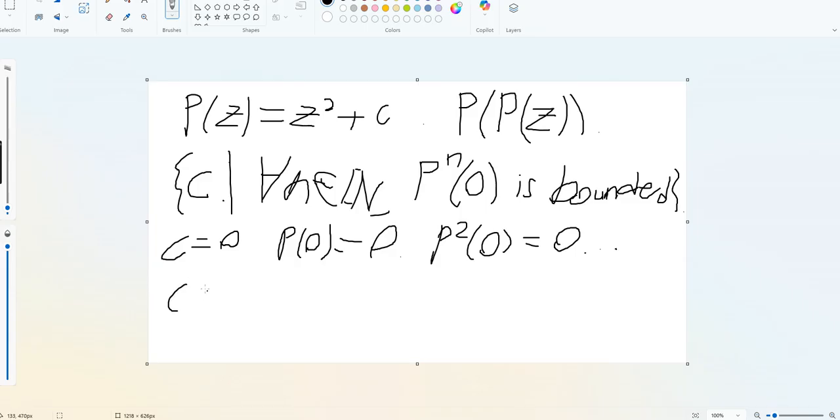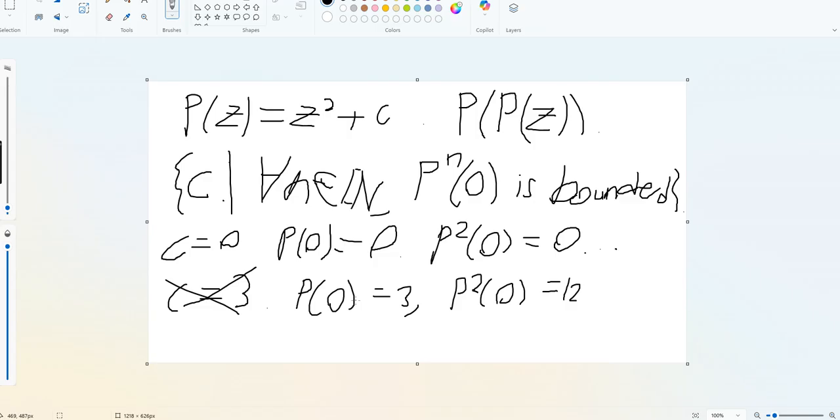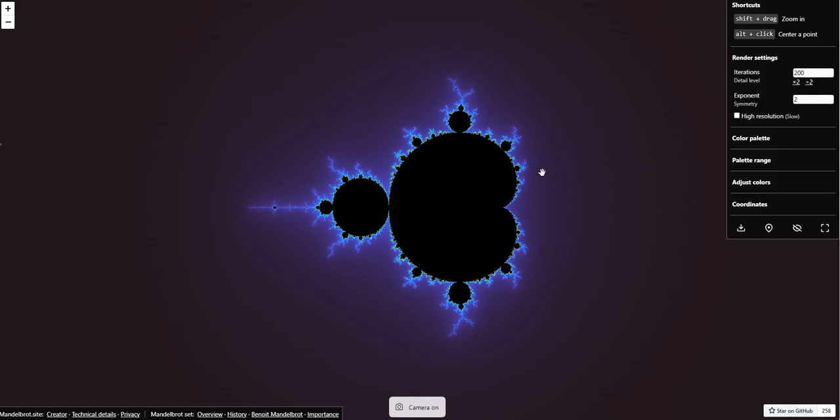For instance, c equals 3 will definitely not work, right? If we do that real quick, p of 0 equals 3, since it's 0 squared plus 3. And then the second iterate is effectively going to be p of 3, which is 9 plus 3, which is 12. And we can quickly see that this is going to blow up. It's not bounded. So this means that c equals 3 is not in the Mandelbrot set. So that's kind of why it looks like this.